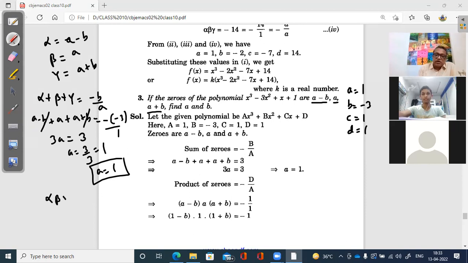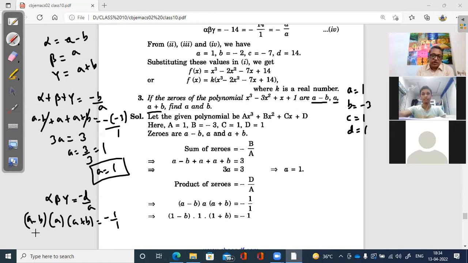What was that? Alpha beta gamma is minus D upon A. Minus D by A. We will go to the third formula, not the second. We can do it with the second also, but we are avoiding it because it is long. Alpha beta gamma is minus D by A. So A minus B into A plus B is equal to minus D by A. So that will become minus 1 upon 1. That is minus 1 itself.